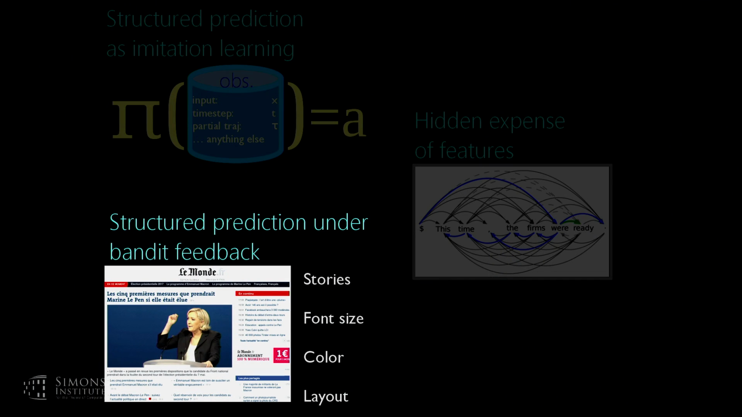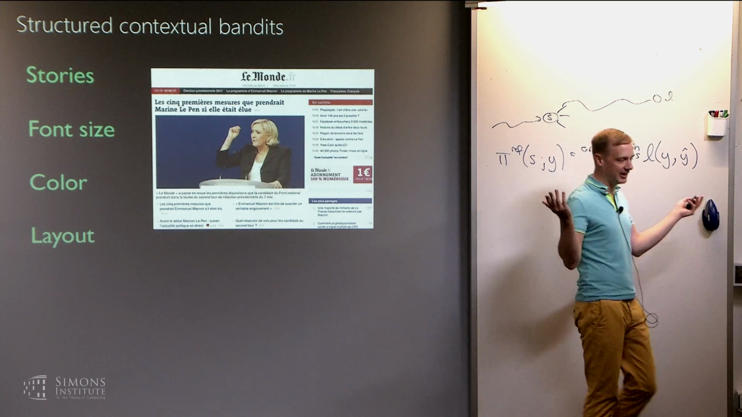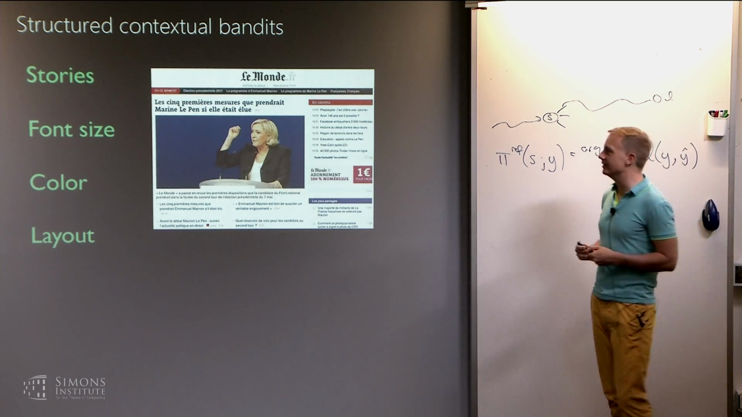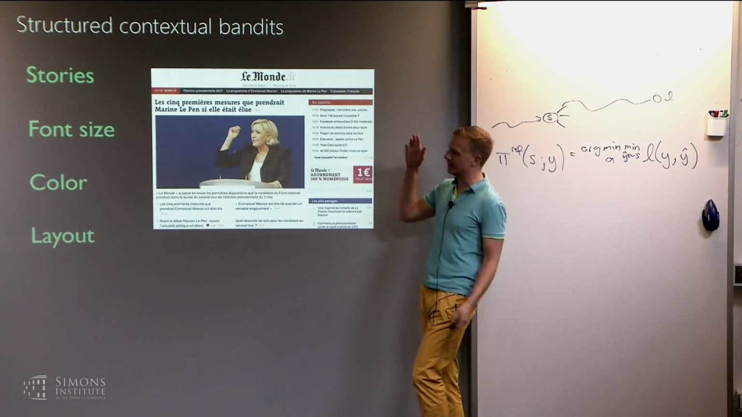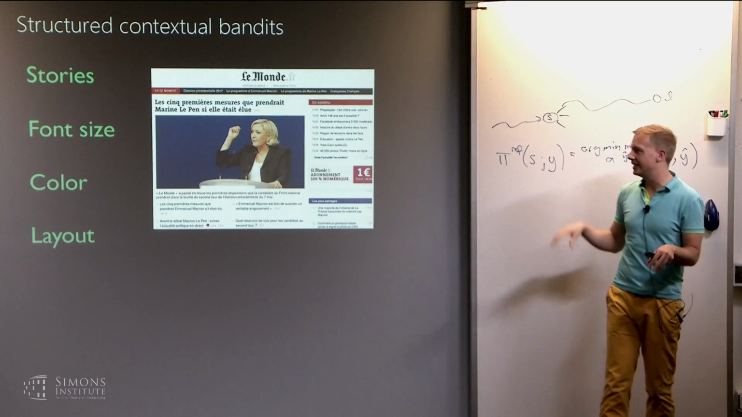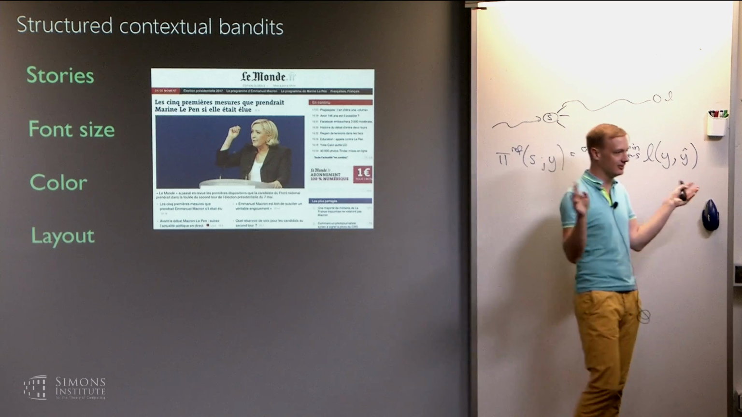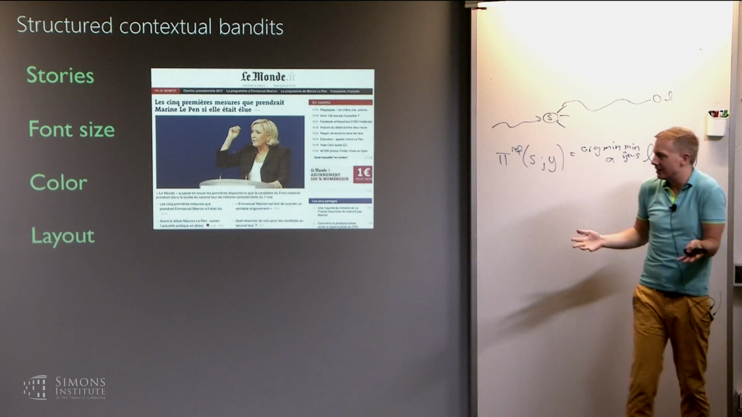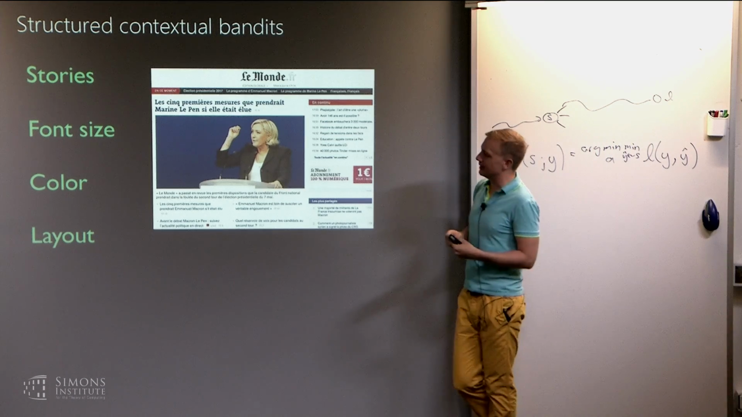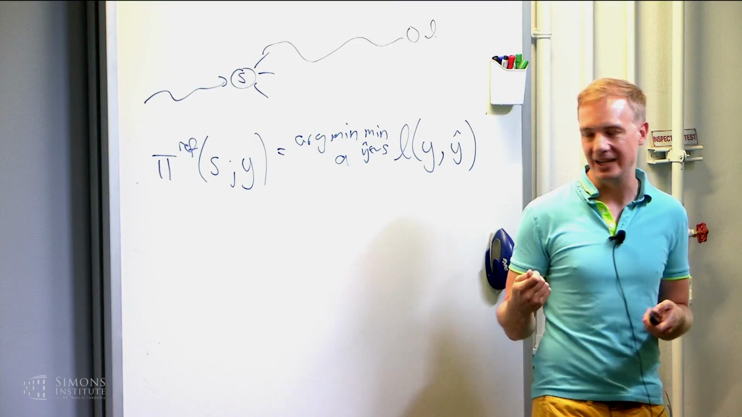So I want to talk about structured prediction under bandit feedback. Oh, there are supposed to be edges here, but okay, so what's the setup? So I'm like some web page, and when someone goes to my web page, I have to decide what stories do I want to display, how do I want to orient them on the web page, what size font do I want to use, what color do I want to use, what images do I want to use, and so on, right? So I have this big design problem, and I'd like to learn to make better designs based on looking at user behavior.